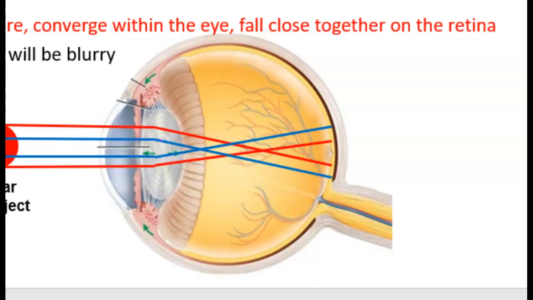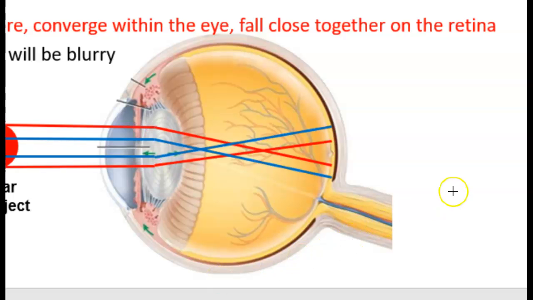But when we look at objects that are close to us, they appear bigger, and the light rays enter farther apart. And in order for them to converge inside the eye, they're going to need to be bent a lot more. And so you have the point of convergence inside the eye. Okay, and then the rays eventually fall on the back of the retina to form an inverted image, an upside down image.